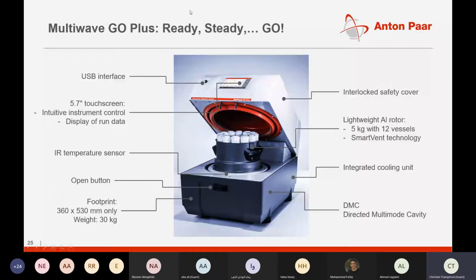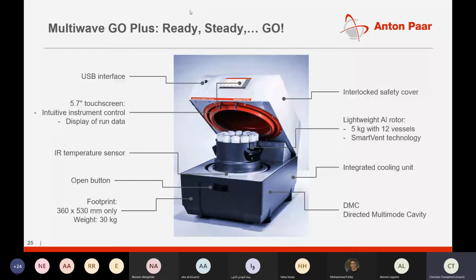Let's have a look at the other instrument, the Multiwave Go Plus, the smallest microwave system we have, the simplest microwave system we have, and I think one of the coolest systems we have. I will explain why. First, let's have a look at the features.